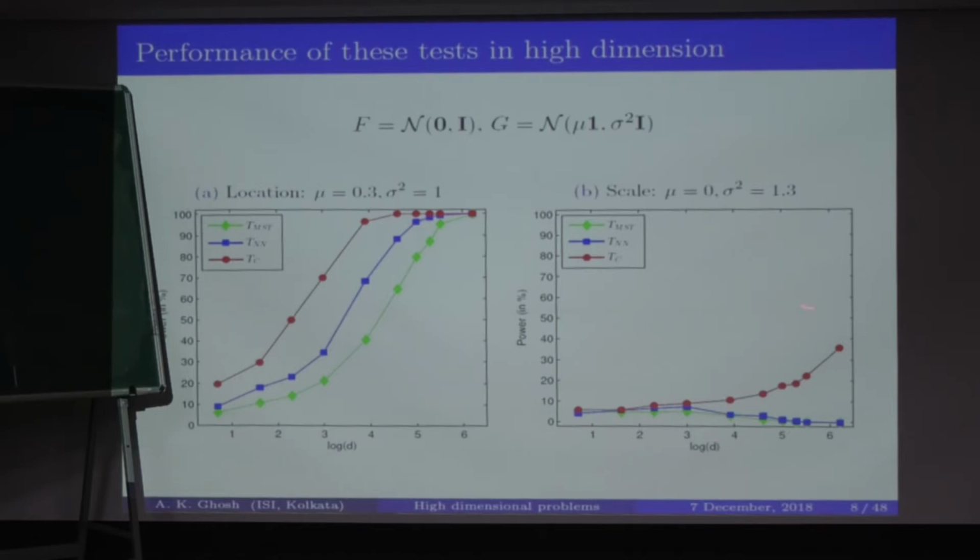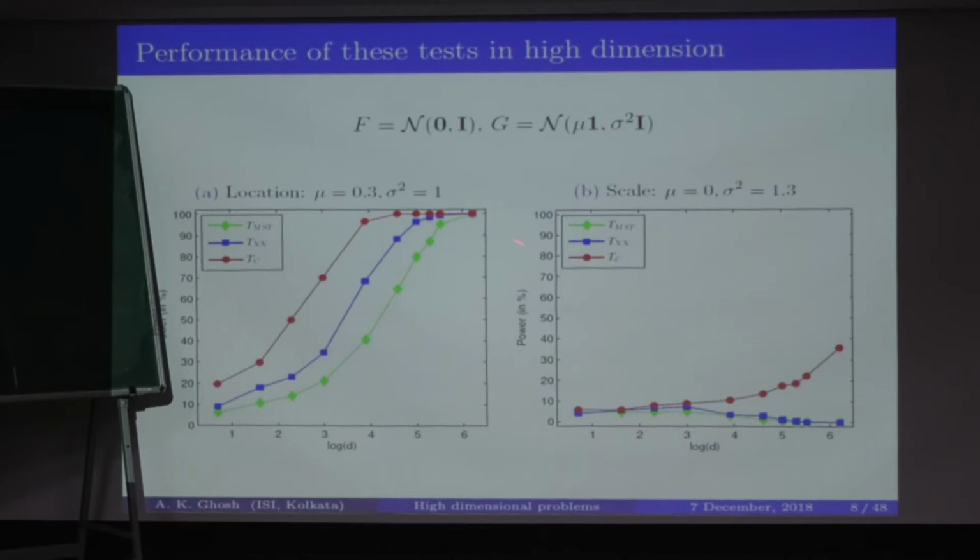But in the scale problem, we have a different scenario. Scale problem means here I have taken the mean to be 0. So both populations have mean 0, and they differ only in the scale. The Cramer test is not performing well, but still it is showing an increasing trend at the end. But what about the other two tests? They have power very close to 0. So they are not performing well in higher dimension. The Cramer test also fails to perform well, but is somewhat better than the other two.